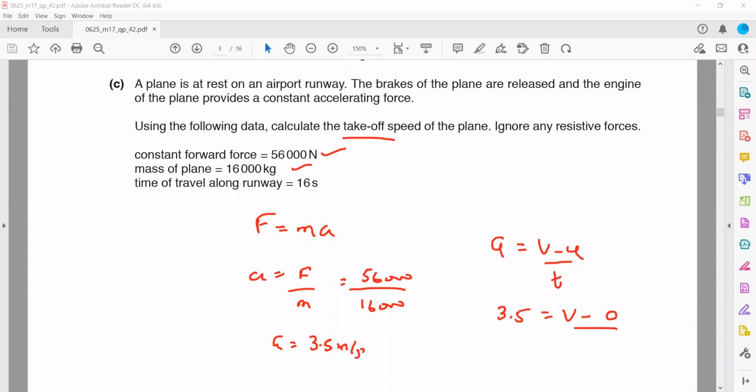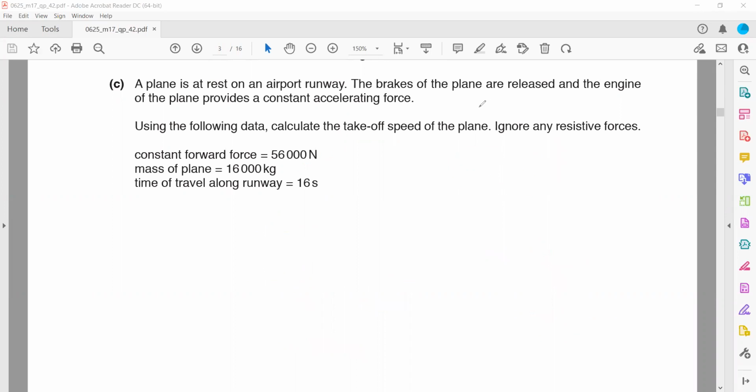Initial velocity is 0, and the time it took is 16 seconds. So this 16 is divided, on the other side it will be multiplied. So 3.5 multiplied by 16. We get the final speed, the approaching speed, which is 56 meters per second. So this is the speed at which the plane will take off.